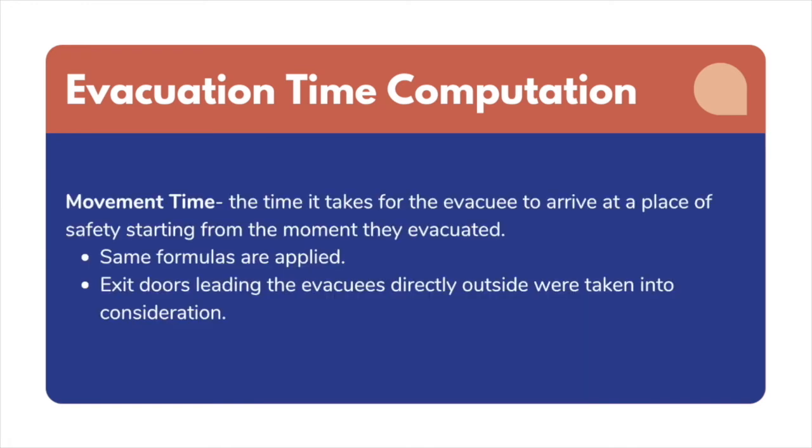After this, the movement time was obtained by applying the same formulas used in the acquisition of the pre-movement time. However, in this particular case, the exit doors leading the evacuees directly outside were taken into consideration, given that the time covered for the movement time is from the moment they start to evacuate, which is the pre-movement time, down to the time they are deemed safe. So, on a par with the types of rooms in the building, the capacity and size of the doors vary. Also, the effective width was affected since the width used in the formula depends on the type of exit door.